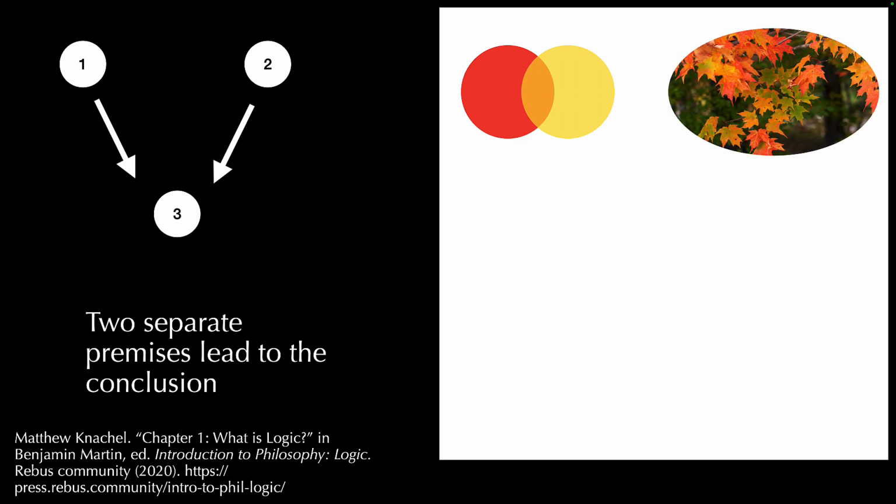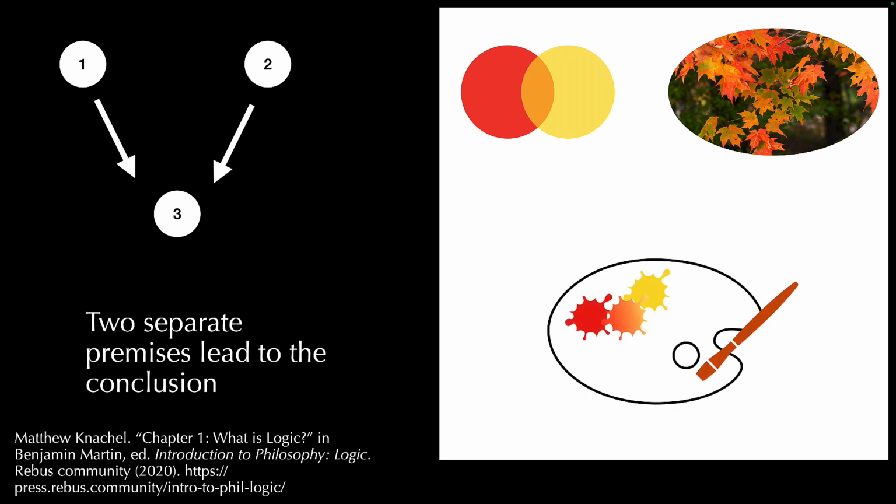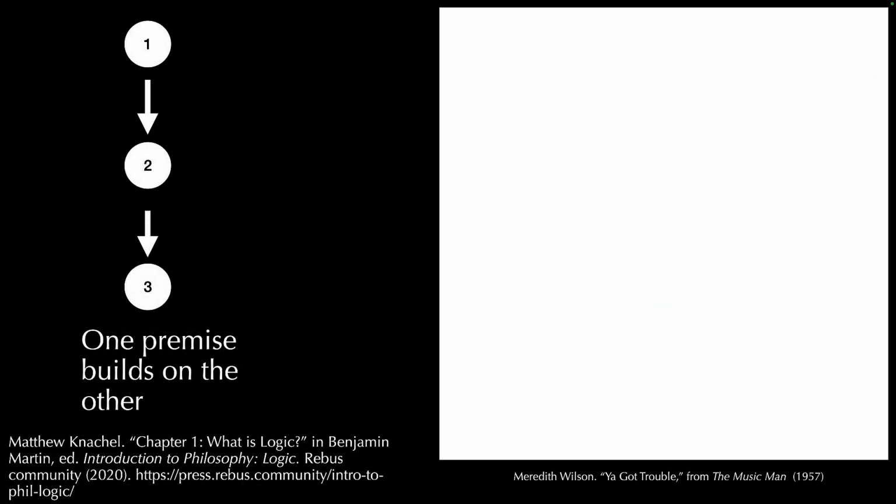These are not really related statements. But if I want to make a painting of orange autumn leaves, they'll look more natural if I mix red and yellow pigment than if I just use orange. The next is a process, where one step leads to the next.